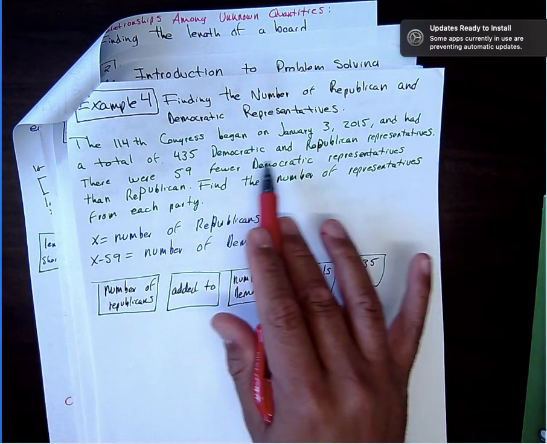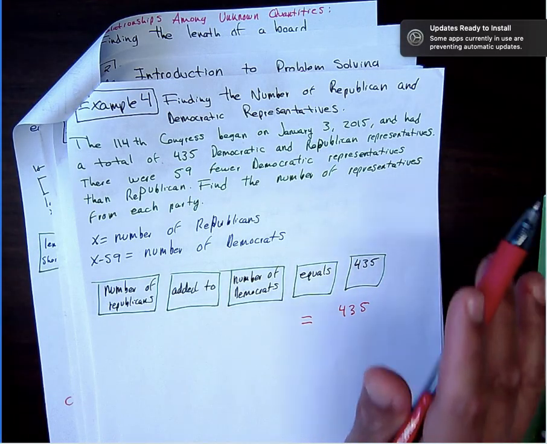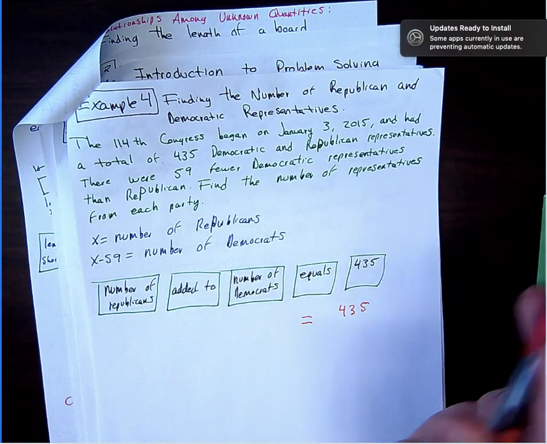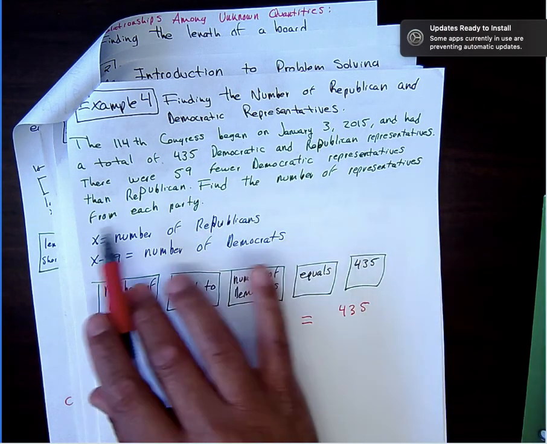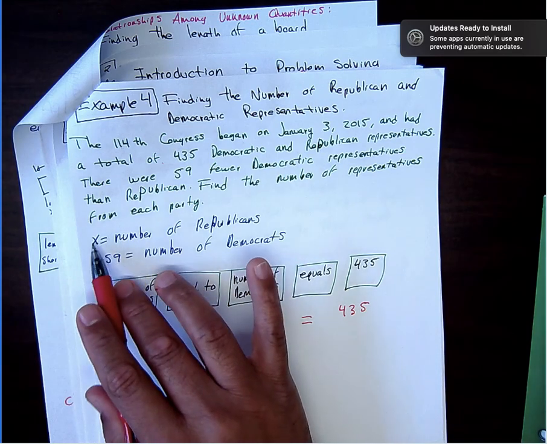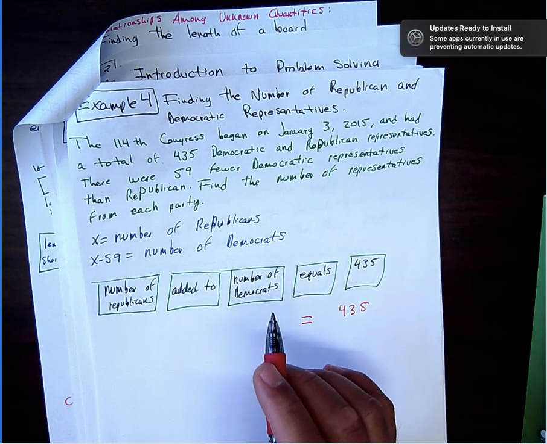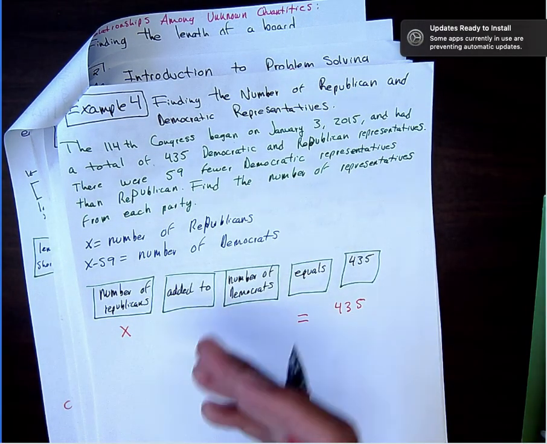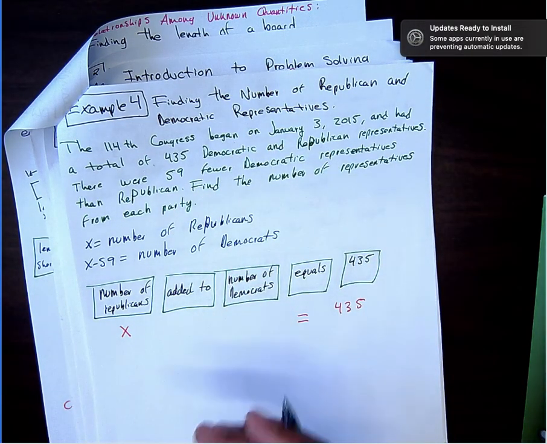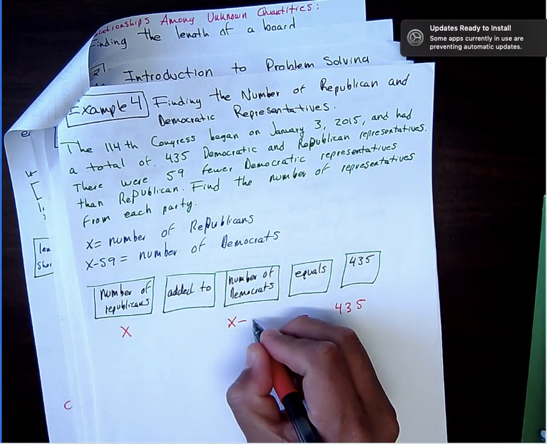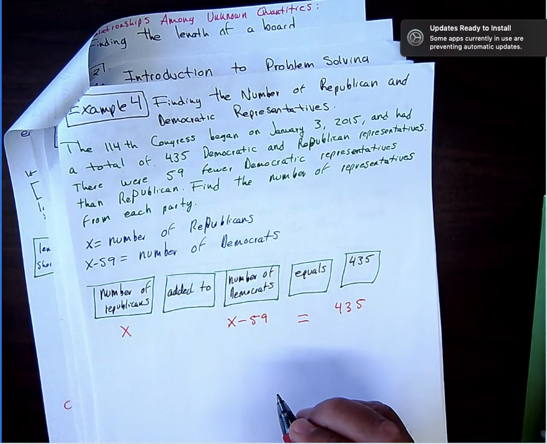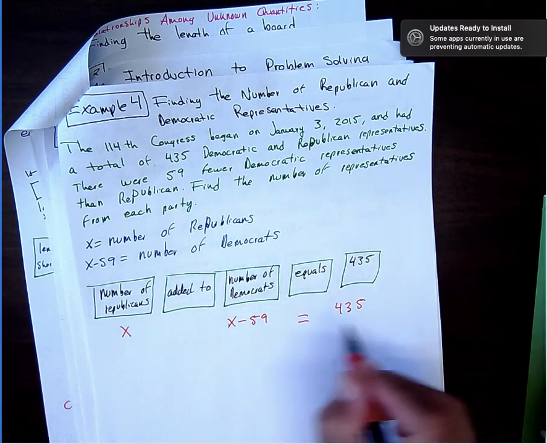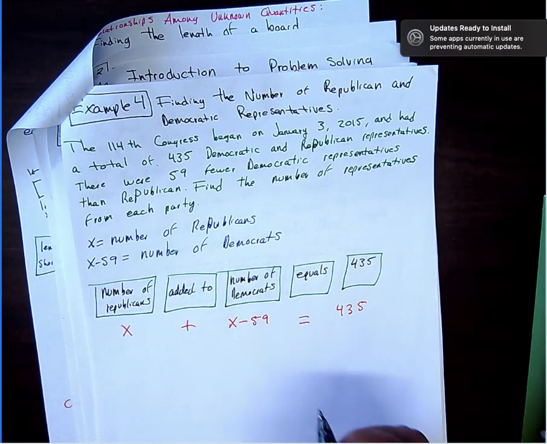So right away, you should know that the Democratic cannot be the x by itself because we're taking away 59 from it. So that means the Republicans has to be the x. So number of Republicans, you're going to put an x. The number of Democratic, we're taking away 59 from x. Like that. And what are we doing? They need to equal this, so we are adding.